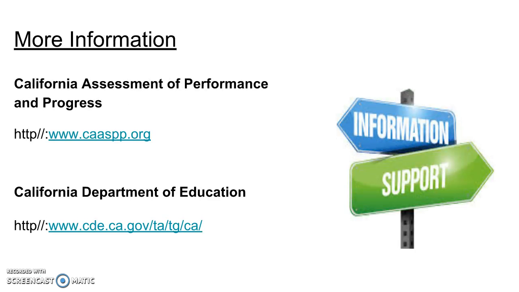If you would like more information on either of these assessments, please log on to their websites. For the California Assessment of Performance and Progress, log on to www.caaspp.org, or the California Department of Education, which is www.cde.ca.gov.